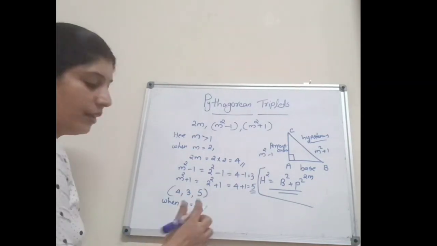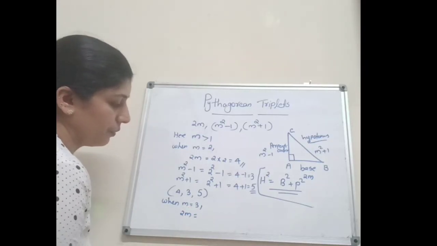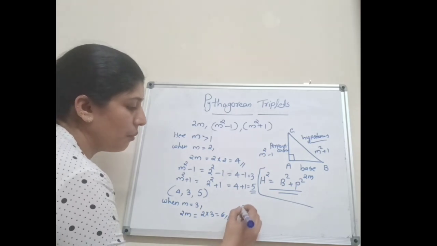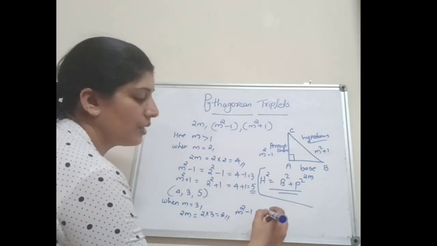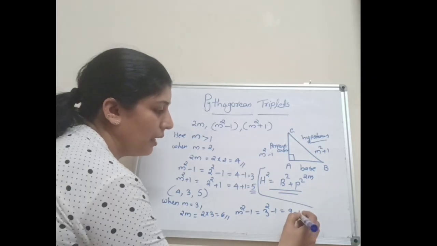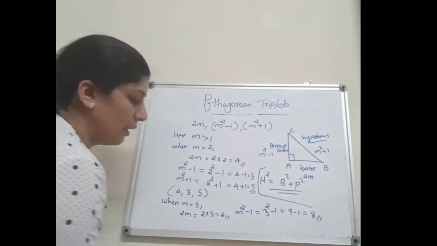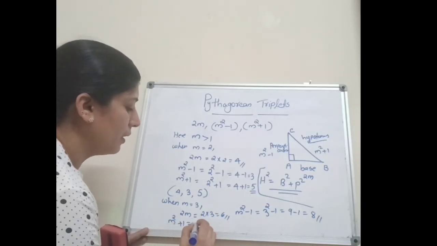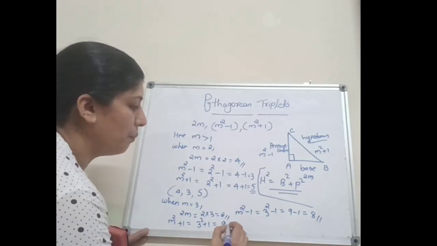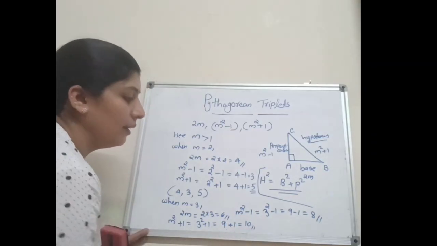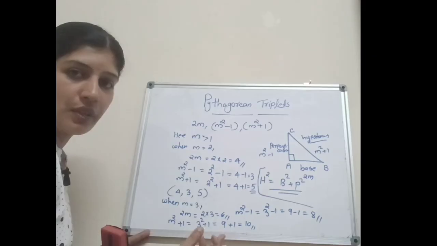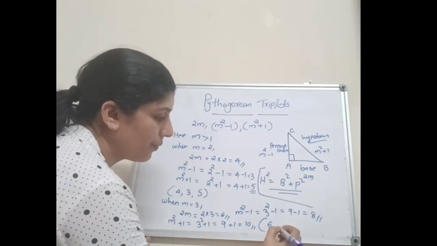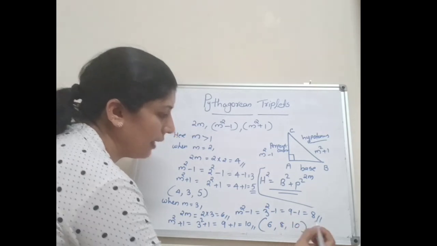When m equal to 3, 2m equal to 2 into 3 equal to 6, and m square minus 1 equal to 3 square minus 1 equal to 9 minus 1 equal to 8, and m square plus 1 equal to 3 square plus 1 equal to 9 plus 1 equal to 10. Therefore, when m equal to 3, we get the Pythagorean triplet 6, 8 and 10.